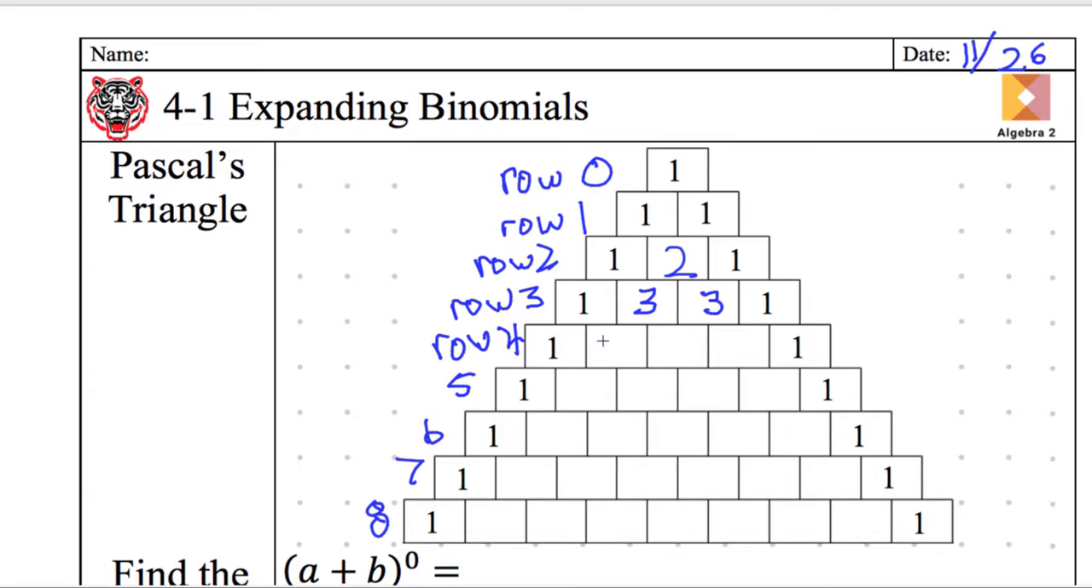All right, coming down to the next block. This block is 1 plus 3, which is 4. This block is 3 plus 3, which is 6. This block is 3 plus 1, which is 4. What I want you to do right now is pause the video and fill in the rest of Pascal's triangle.